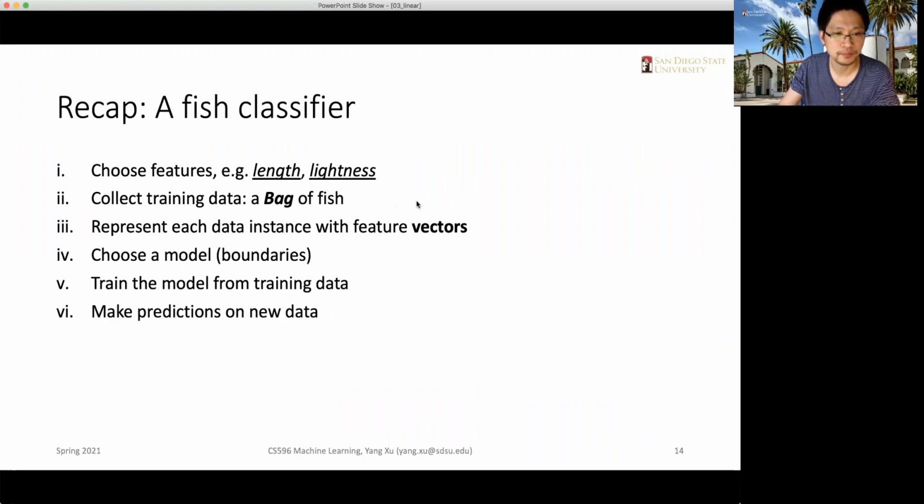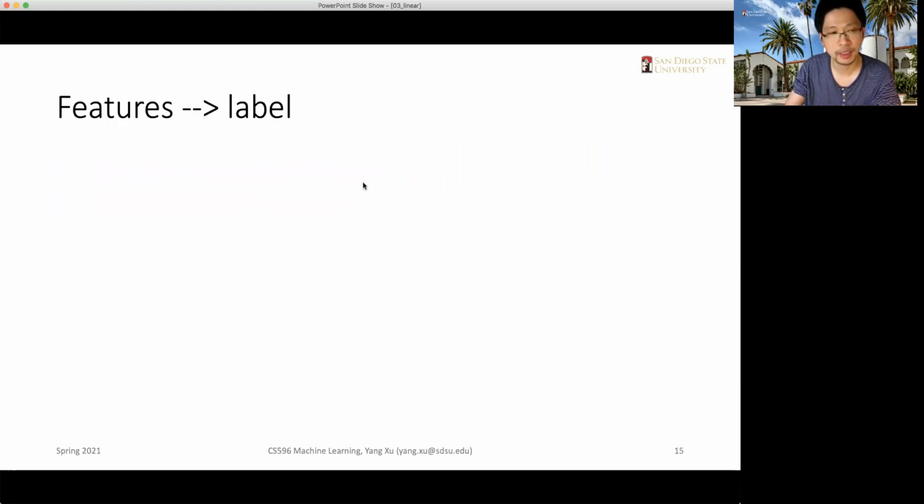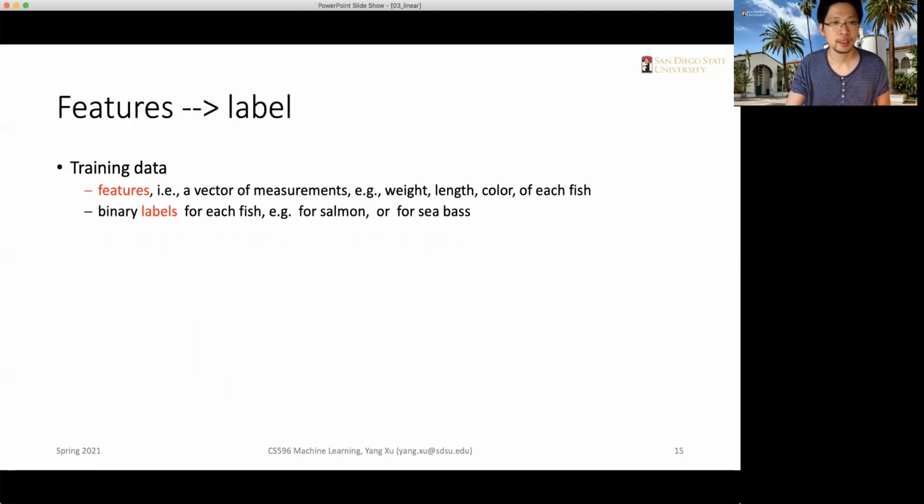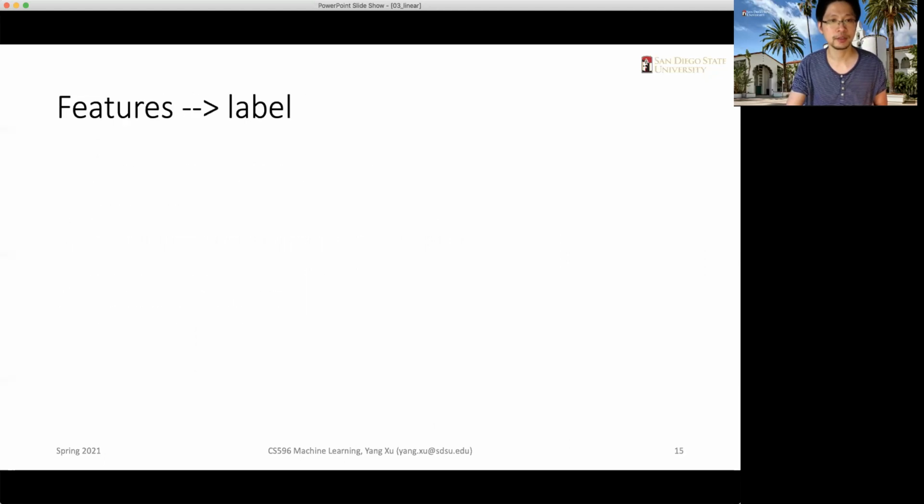So this 6-step procedure using this fish classification example is something that we're going to find in a lot of applied machine learning scenarios. All right. So now let's look at this paradigm.